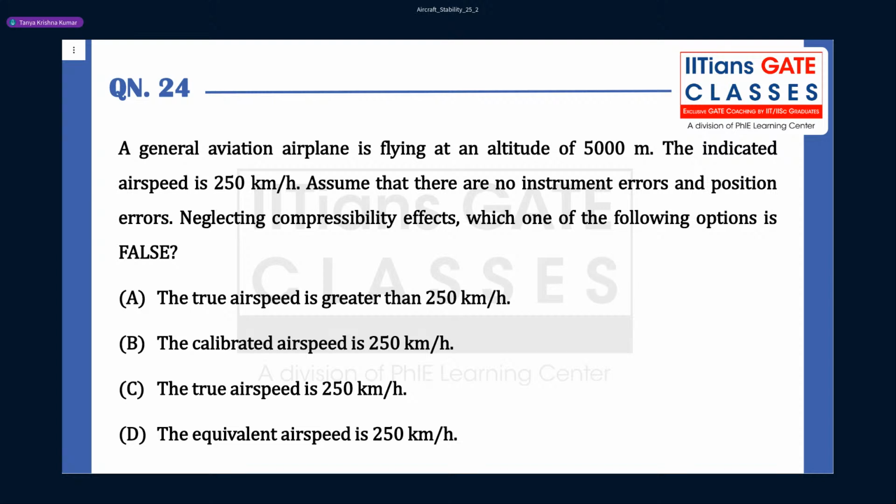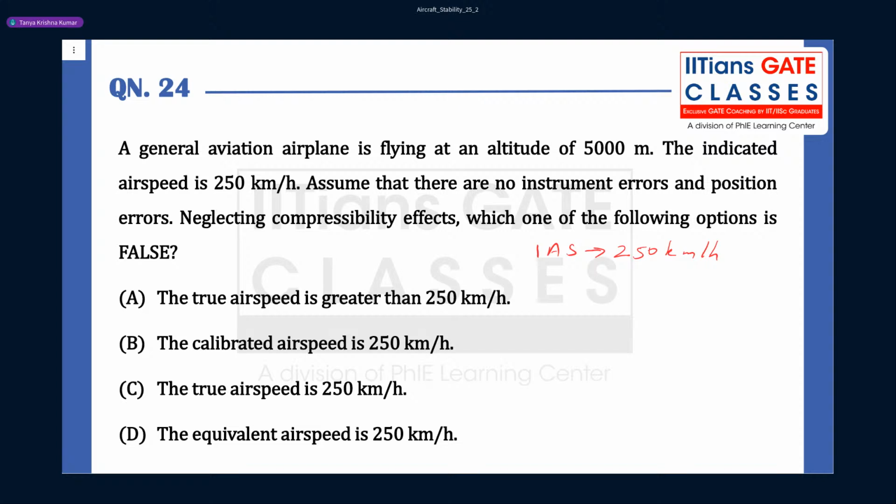So before we go into the options, let's just discuss the different types of airspeed. What is given in the question is your indicated airspeed. What is indicated airspeed? The one that's indicated on the instrument. This is given to you as 250 kilometers per hour, whatever is indicated in your device, right?